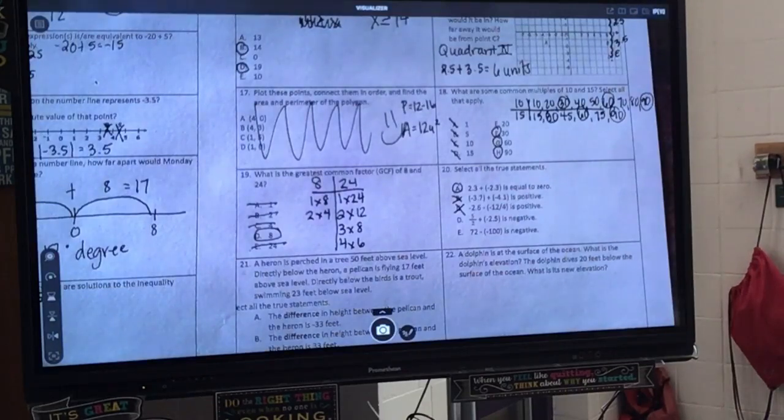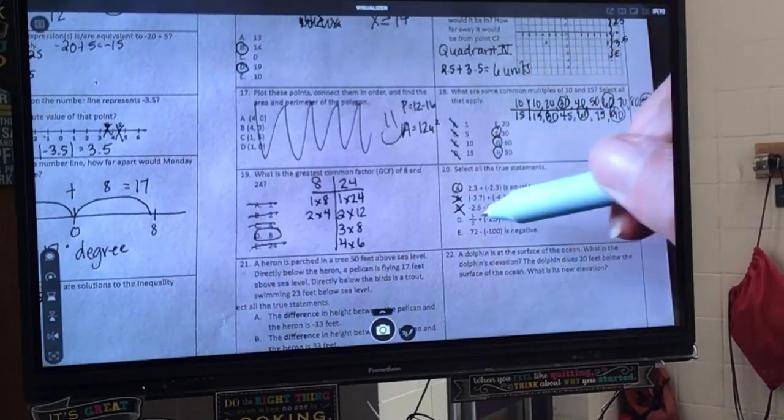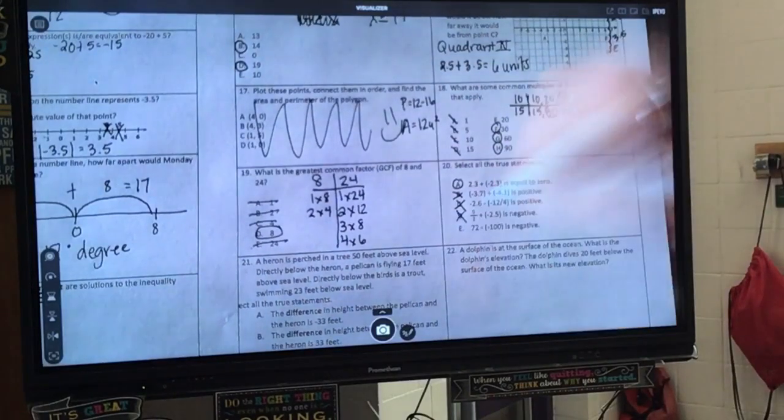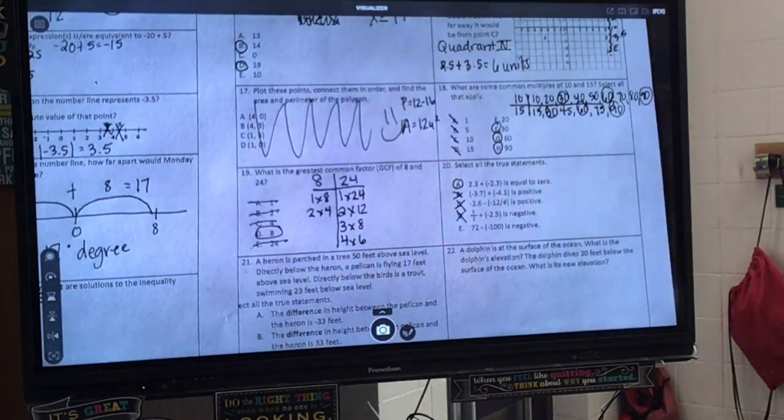What does it become? 2.5. Because 5 halves becomes what? 2 and a half, right? And 2 and a half plus negative 2 and a half becomes 0. Yep. And then the last one is 72 minus negative 100 is negative.